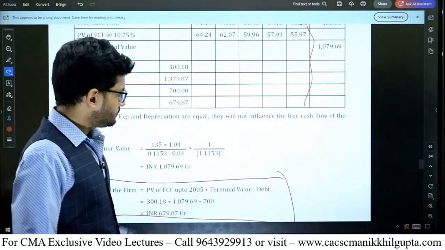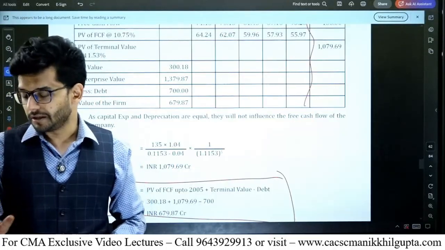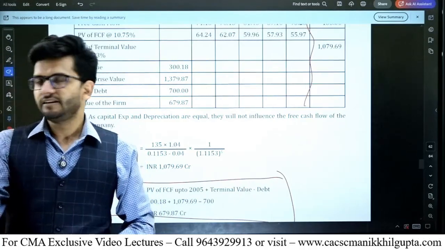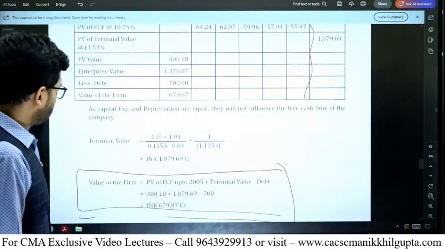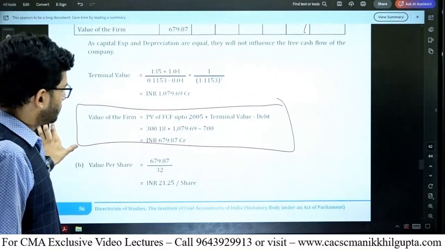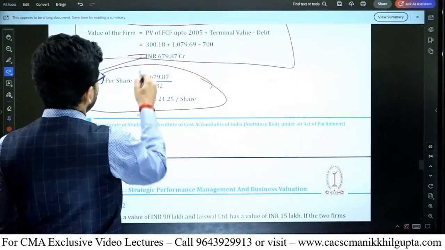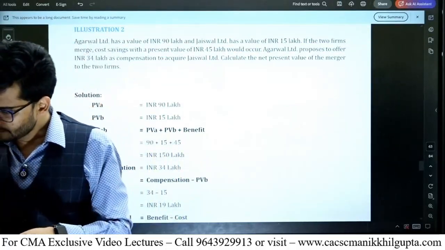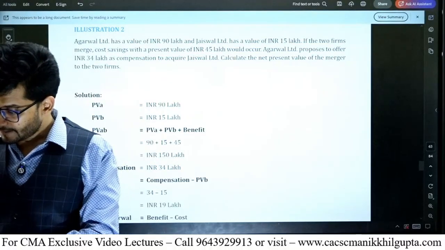It was only the calculation of the tax rates which was critical in this case, and the bifurcation. Bifurcation is important, post 2005 and pre 2005. That is how the computation is required to be done in this case. Terminal value is calculated in a straightforward manner. So this is the value per share, which is the value of the firm divided by the number of shares. No other complicated point that I have written in my notebook.